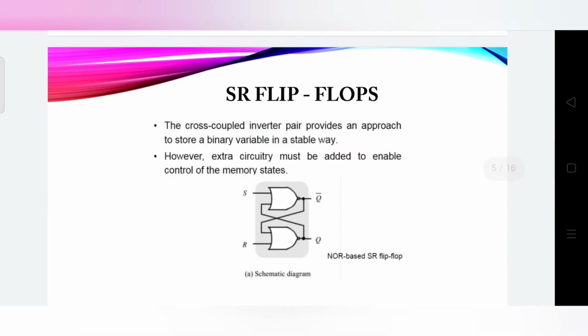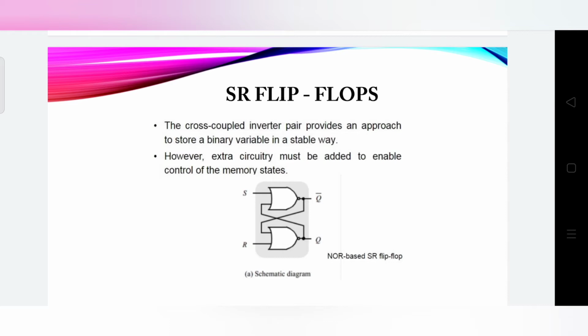Next one is the SR flip-flop, which is also known as the set-reset flip-flop. The cascaded inverter pair shown in the previous section allows storing of a binary variable in a stable way. Yet, extra circuitry must be added to enable control of the memory state. The simplest form to realize this is the well-known SR or set-reset flip-flop, which is shown in the figure. The second input of the NOR gate is connected to the trigger input S. That makes it possible to force the output Q and Q bar to the given state.